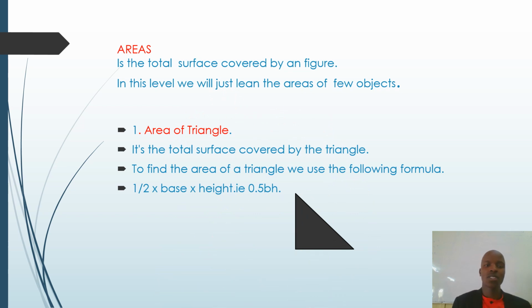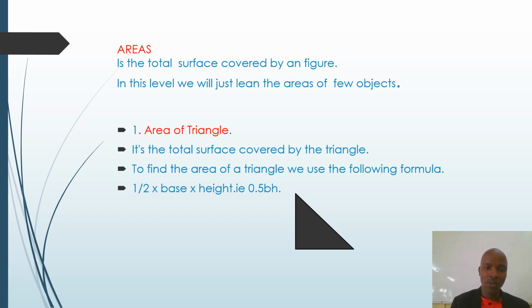Okay, you are going to look at areas. Areas are the total surface covered by a figure. At this level, we'll just learn areas of a few objects. There are so many areas: there's the area of a triangle, the area of a circle, area of a rectangle, area of a square, and many others. So we are going to specify on the area of a triangle.